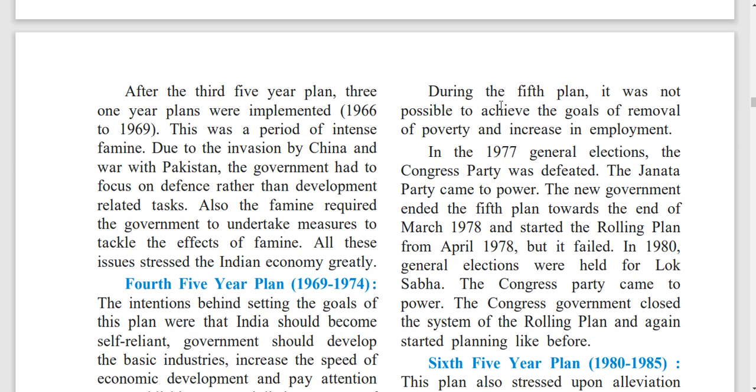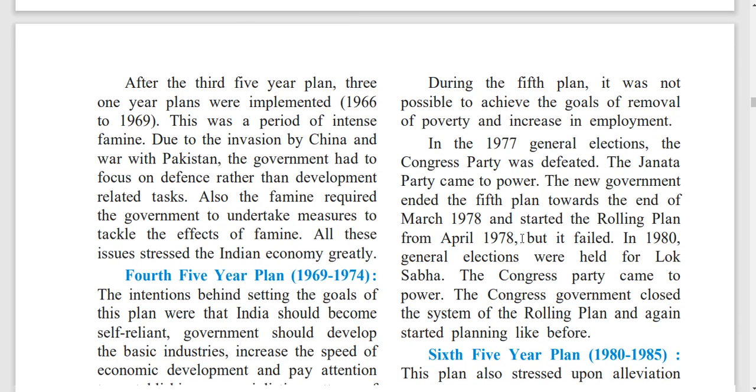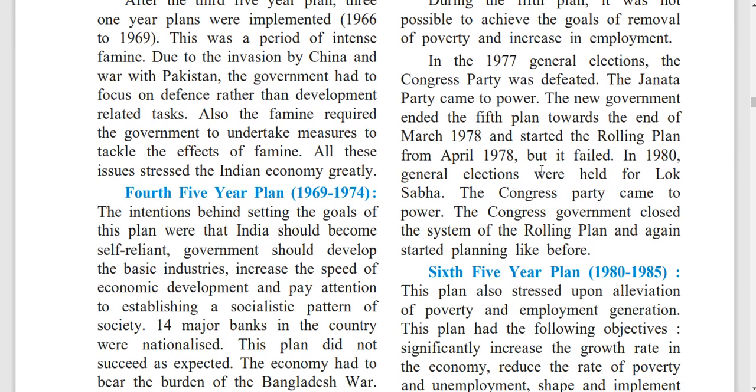During the fifth plan, it was not possible to achieve the goals of removal of poverty and increase in employment. In 1977 general elections, the Congress party was defeated. The Janata Party came to power. The new government ended the fifth plan towards the end of March 1978 and started the rolling plan from 1978, but it failed. In 1980 general elections were held for Lok Sabha. The Congress party came to power. The Congress government closed the system of the rolling plan and again started planning like before.